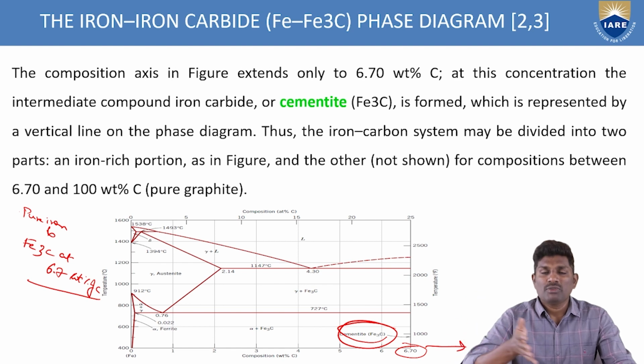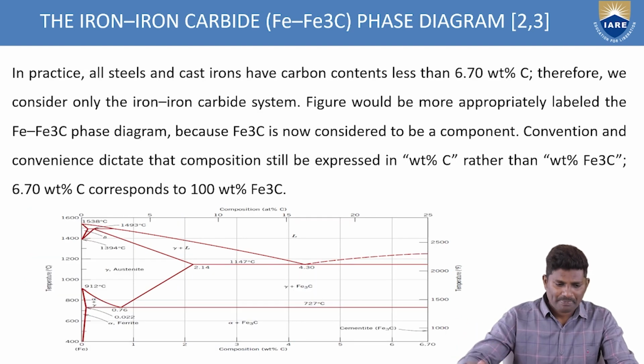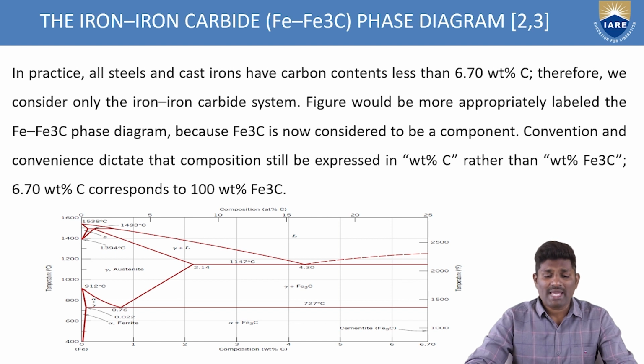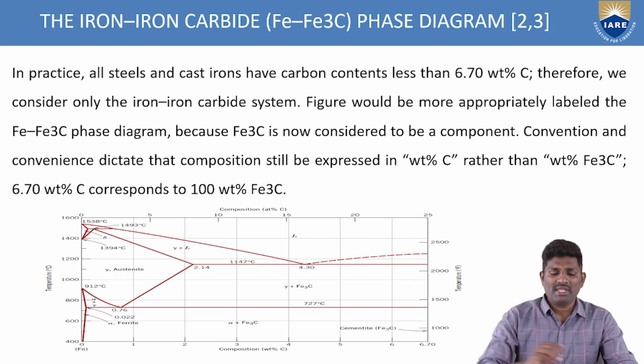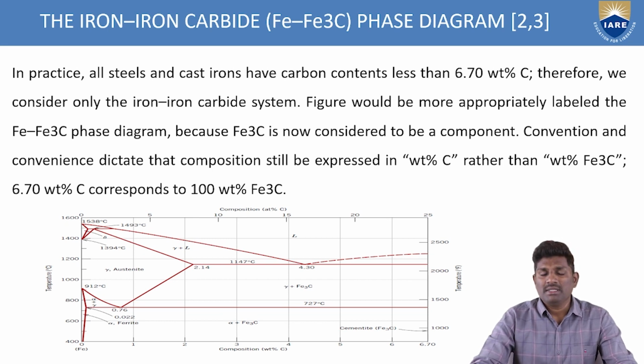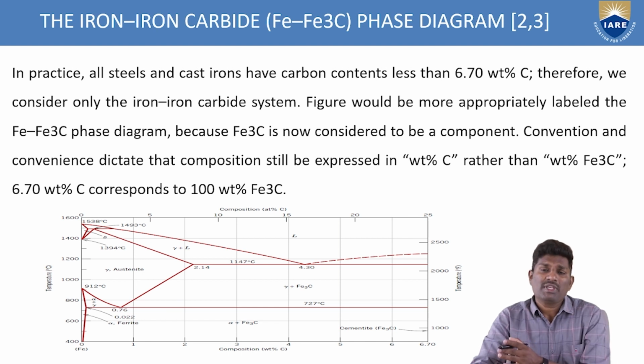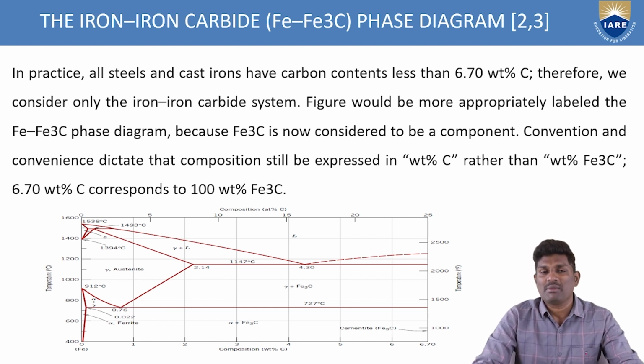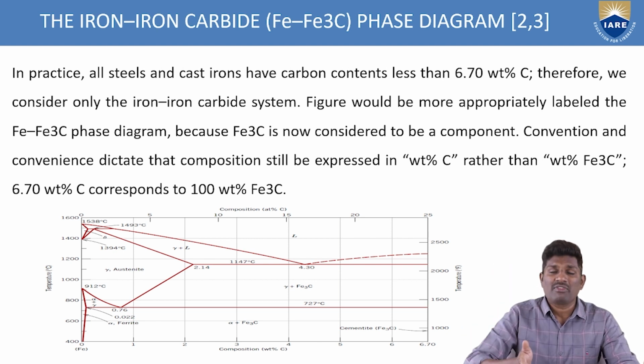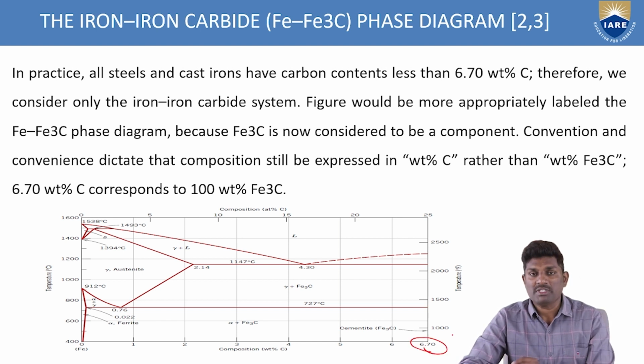So first we are seeing the first portion now. In practice, all steels and cast irons have a carbon content which is less than 6.70 weight percentage of carbon. The cast irons and steels we use in our daily life have a carbon weight percentage less than 6.70. Therefore, we consider only the iron carbide diagram up to this point. Beyond this, we go to graphite, which we are not discussing now. Up to iron carbide only we are discussing. That's why we are closing the phase diagram at 6.70 weight percentage of carbon.